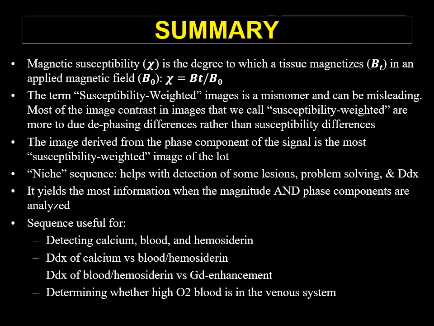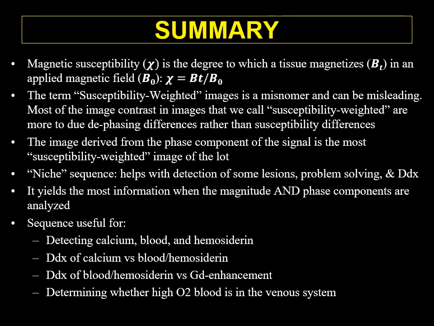The imaging sequence I consider a niche sequence. It helps with the detection of some lesions that have strong dephasing effects. It helps with problem solving, and it helps with differential diagnosis. This pulse sequence yields the most information when the magnitude and phase components are analyzed together, and one must remember the confounding effects of aliasing and that high-pass filter unless you have some processing method to handle those potential confounding effects. I have found the sequence useful for detecting calcium, blood, hemosiderin, and other blood breakdown products.